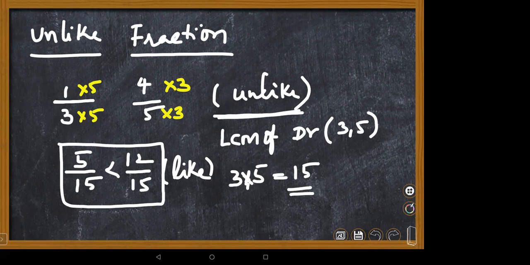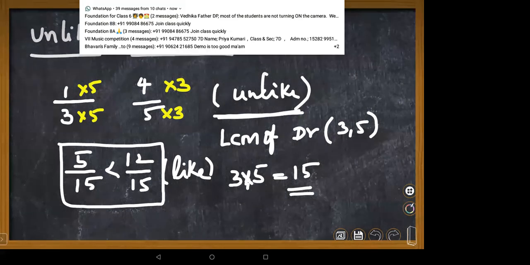This is a procedure, children. If you want to do well in your competitive examinations, I will give you a small tip. Just take a minute, children.